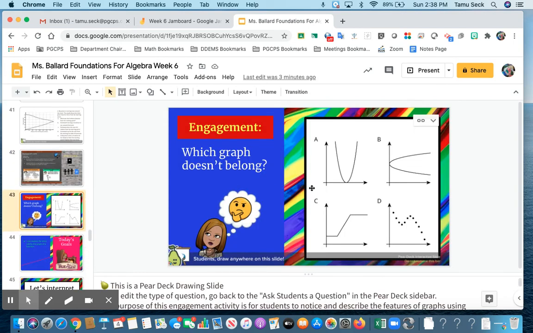Okay, which graph does not belong? Please pause the video for 2 minutes so the students can determine which graph does not belong. So I would say that graph B does not belong because it is not a function. A function means that the input has exactly one output, but in this one, an input has more than one output.